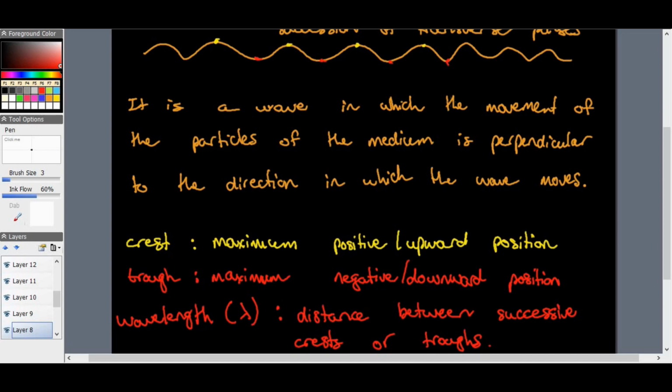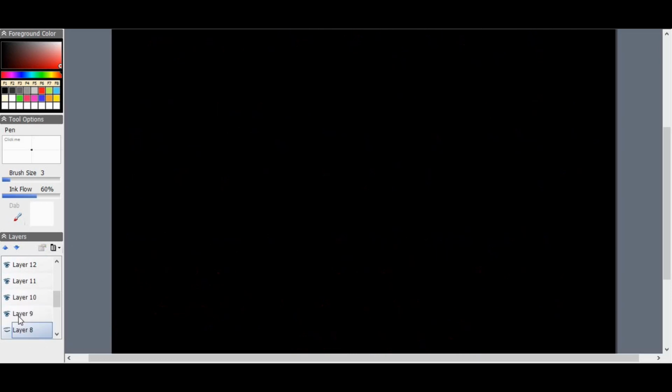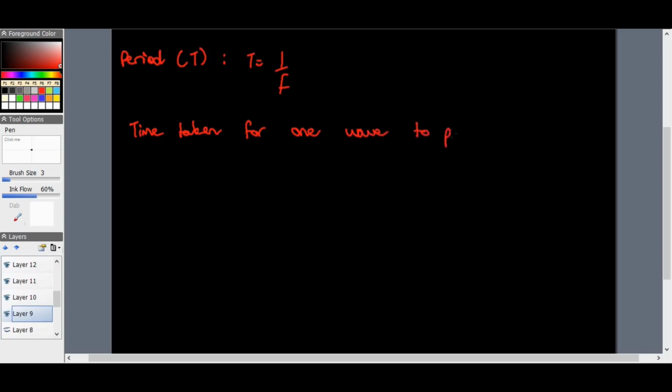So when we talk about the period of a wave, a period is similar to time because it is measured in seconds. The period of a wave is also known by capital T. And the formula for the period of a wave is T is equal to 1 over the frequency of a wave. But the definition for it is the time taken for one wave to pass.